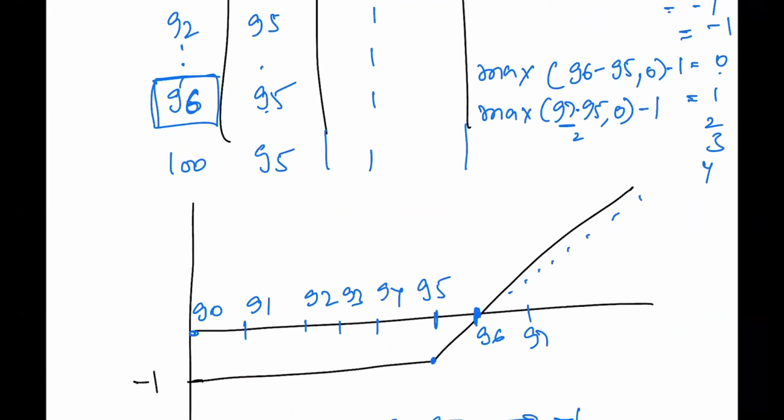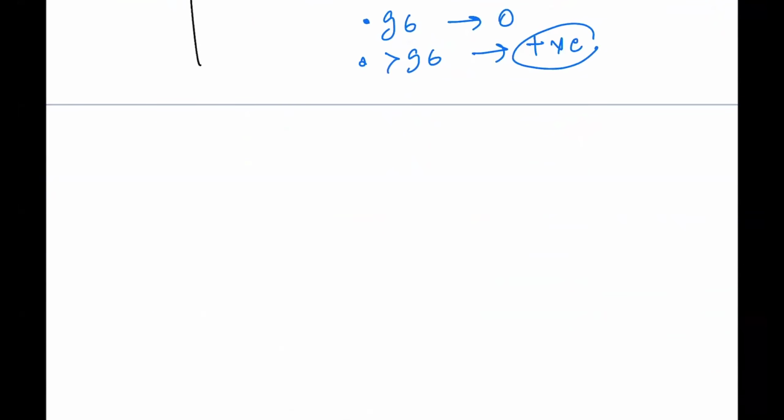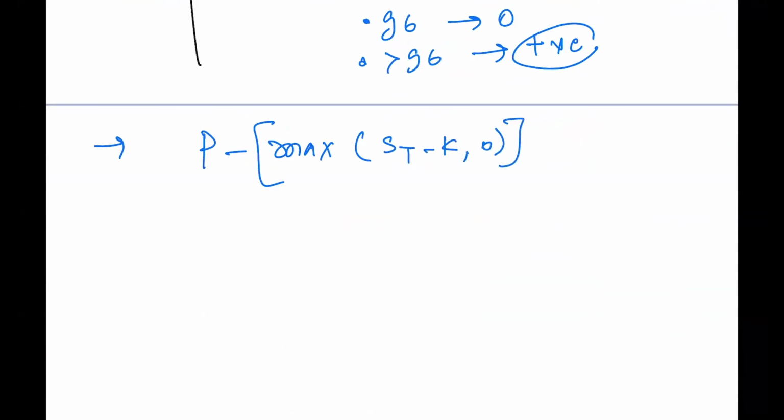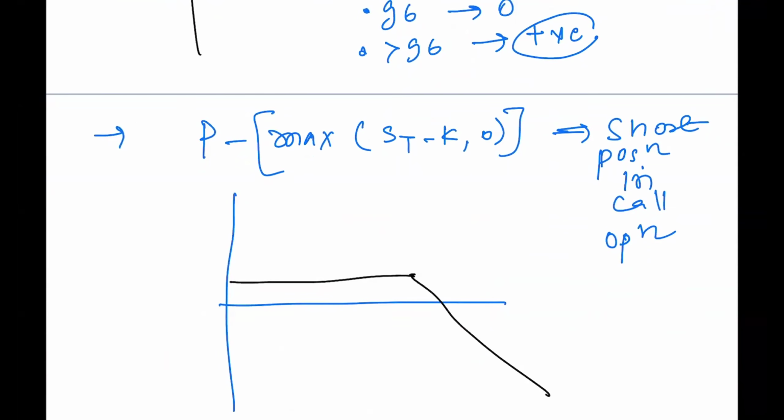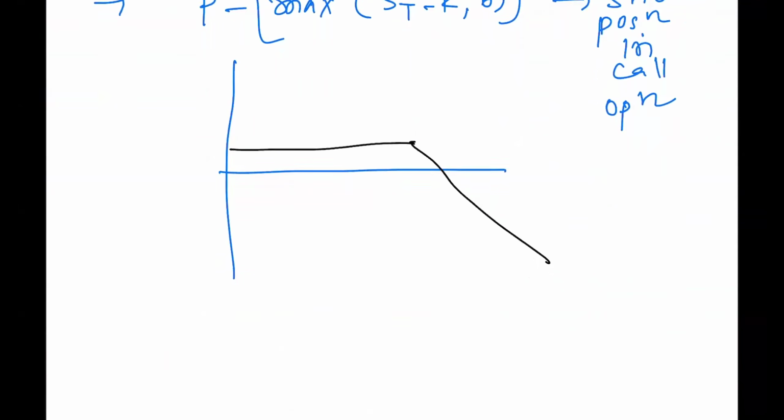And similarly, you will use this equation, that is premium minus maximum of ST minus K comma 0, right? This is the equation for the short position in the call option. And you will see a graph something like this. So this is how the graphs of call and put options look like.